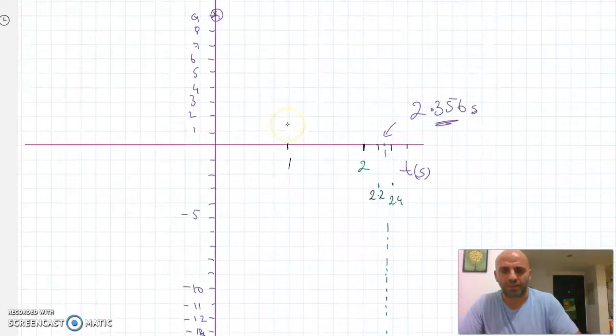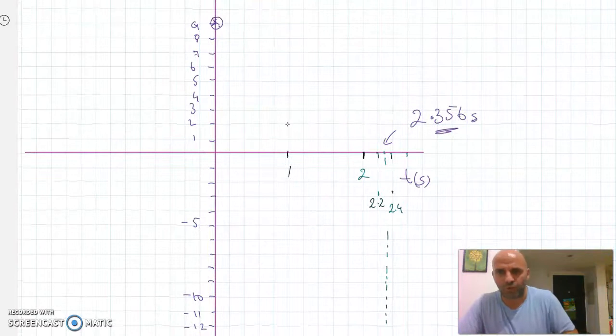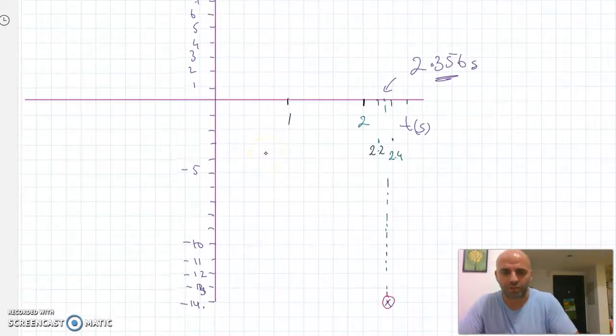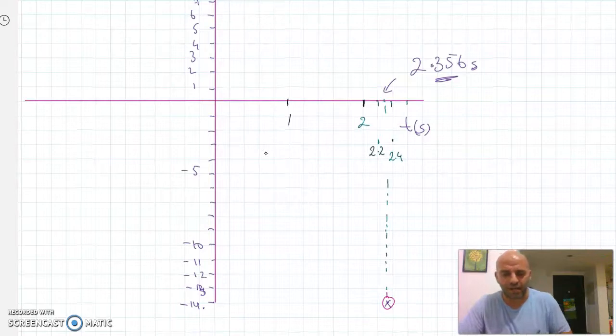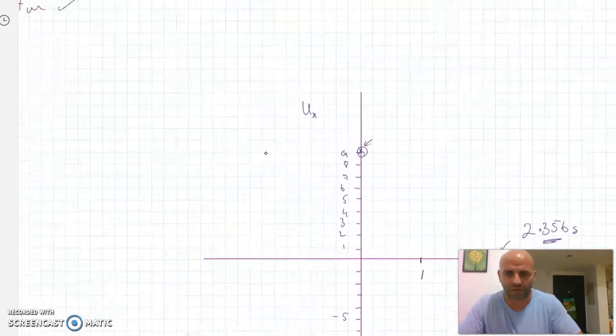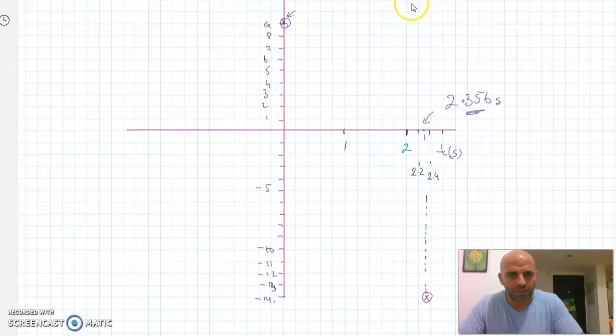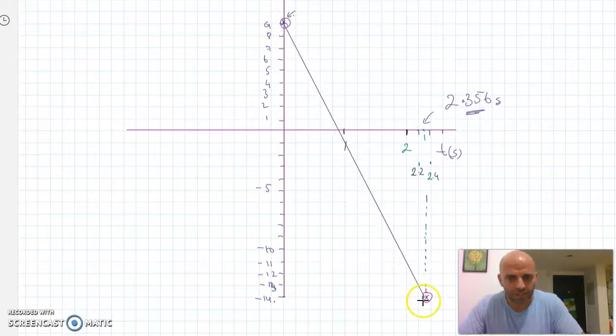So I've marked my initial position, which is here. That's 9 meters per second at time equal to 0, and at time equal to 2.356 seconds, I know my velocity is just slightly over 14 meters per second negative. Okay, so at this point now, I'm just going to insert the line. It's not going to be a million miles off.